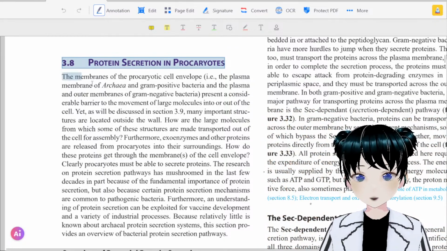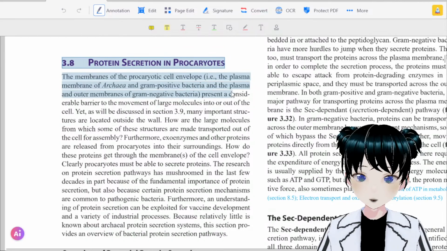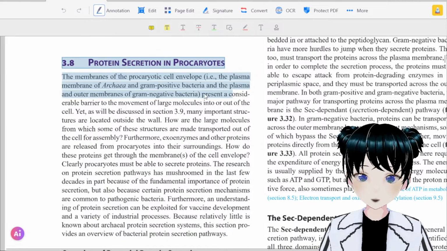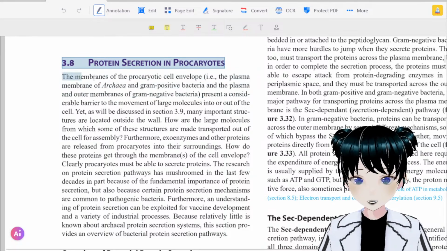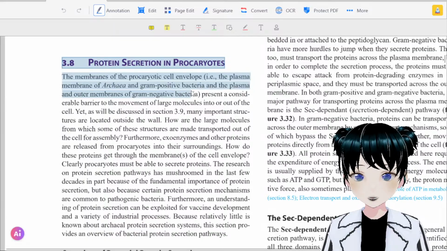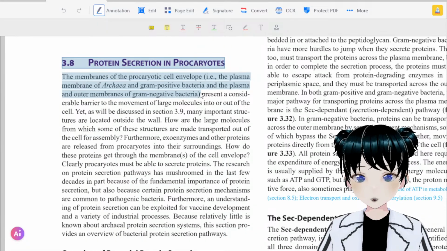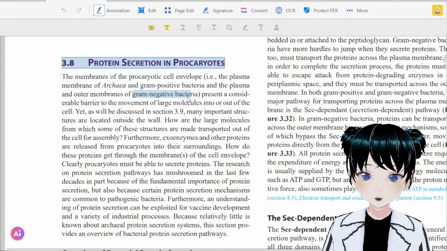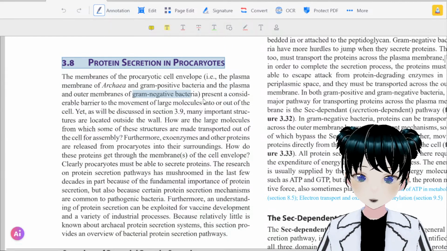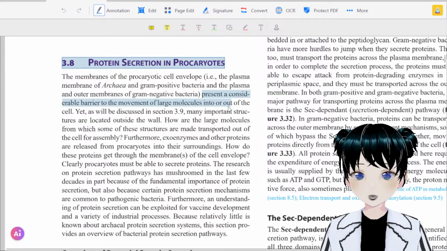Now let's just read. The membrane of the prokaryotic cell envelope, that is the plasma membrane of the archaea and gram-positive bacteria, and the plasma and outer membrane of the gram-negative bacteria. They are saying that there are membranes, the cell envelope, present in the archaea and the gram-positive bacteria. They treated the gram-negative bacteria separately because its cell wall is complex, so the transportation mechanism is complex as well. They are saying that these present a considerable barrier to the movement of larger molecules into and out of the cell.